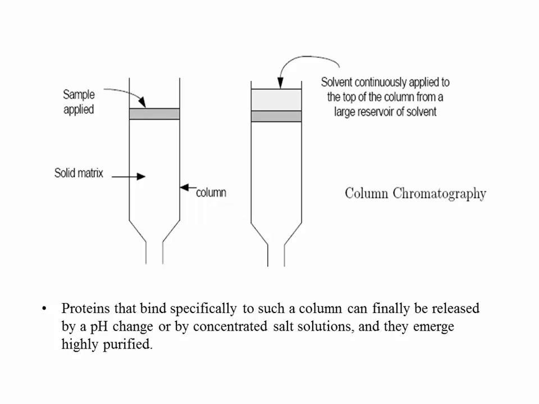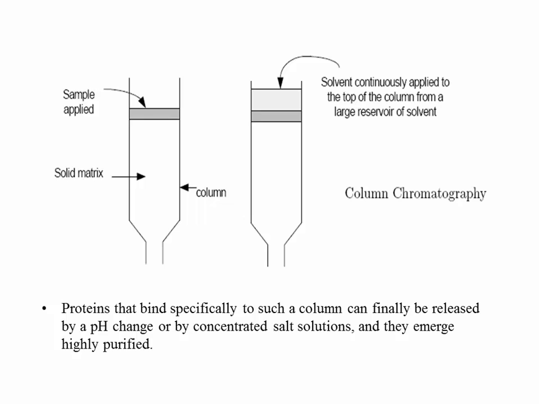you have a column like shown in the picture on the left, and you have some solid matrix. That matrix could be different things. It could be beads coated with antibodies, or it could be something else. And I'll talk about the different possibilities in a few minutes.